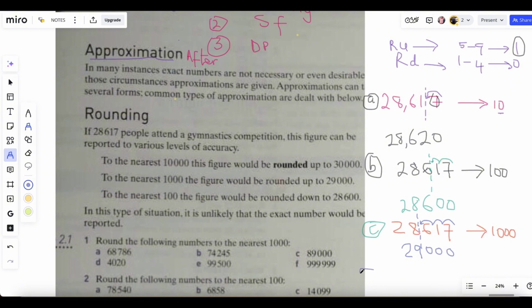Now let's do the same number. Let's do it to the nearest 10,000. That same number, let's do it to the nearest 10,000.